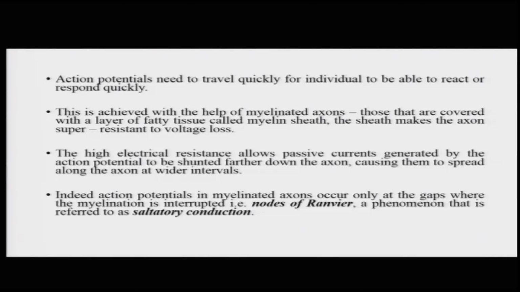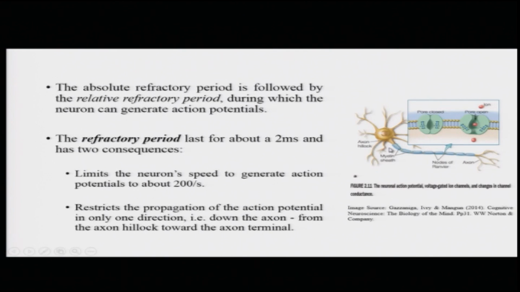Also, this high electrical resistance allows the passive current generated by the action potential to be shunted farther down the axon, causing it to spread along the axon at wider intervals.